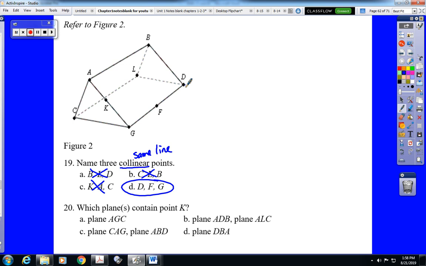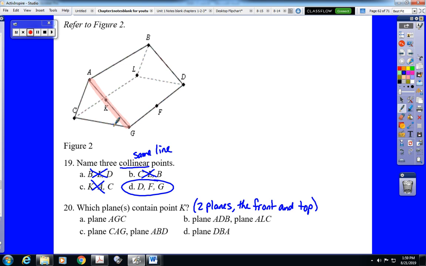Finally, number 20 says which plane contains point K? Which plane or planes contains point K? Well, point K is located on this edge, which means it is on 2 different planes. The front and the top are probably the best descriptions I can give for those. We've got this rectangular shaped plane here and the triangular shaped plane here. Remember, those don't technically end. The planes go on forever. So right away there are 2 planes as the answer.